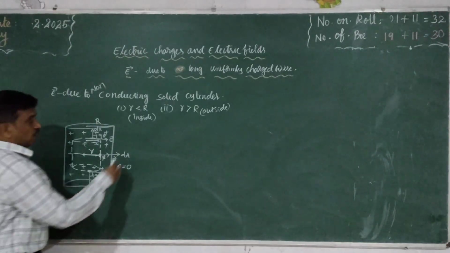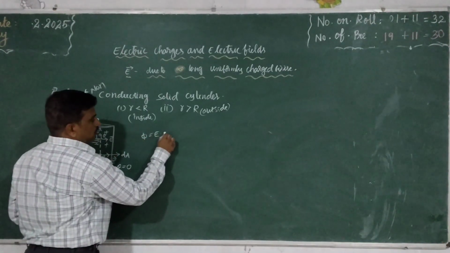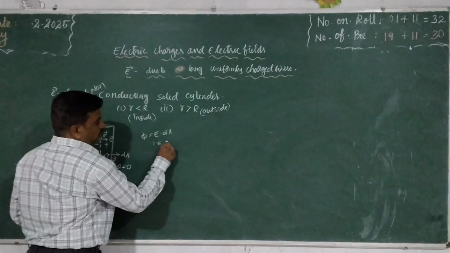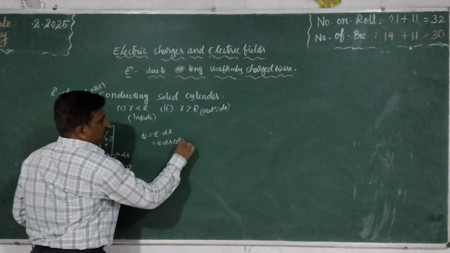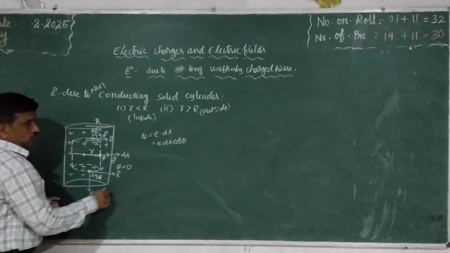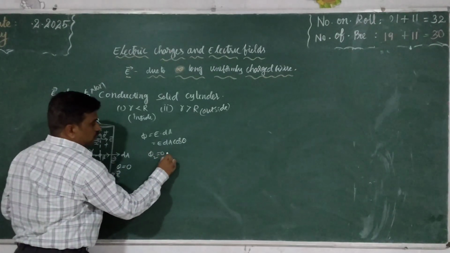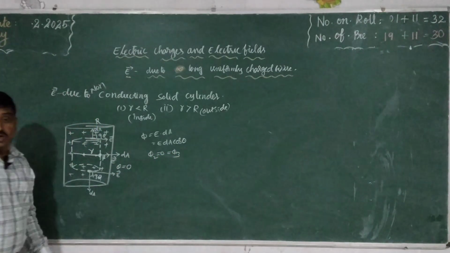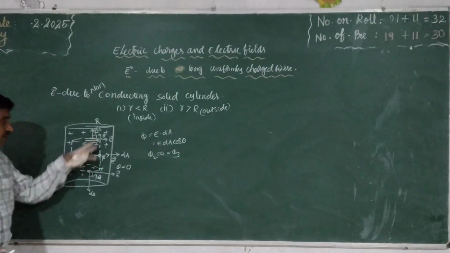Why? Because flux means E dot dA, which is E dA cos theta. Here theta is 90 degrees, so the flux is 0 here and 0 there. That means phi 2 equals 0 and phi 3 also equals 0. Only phi 1 we want to find out. So for this surface only, we find the flux.